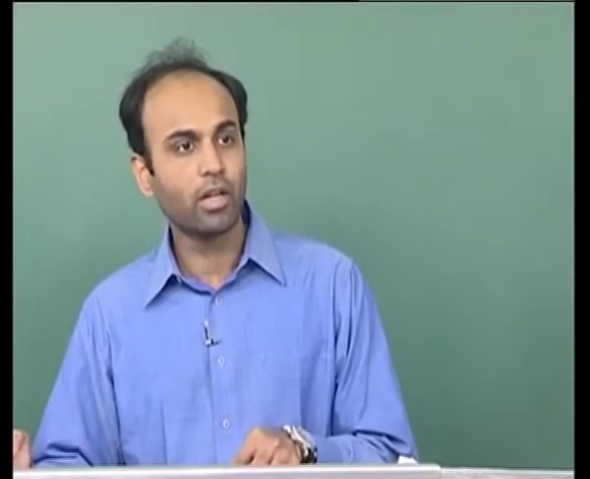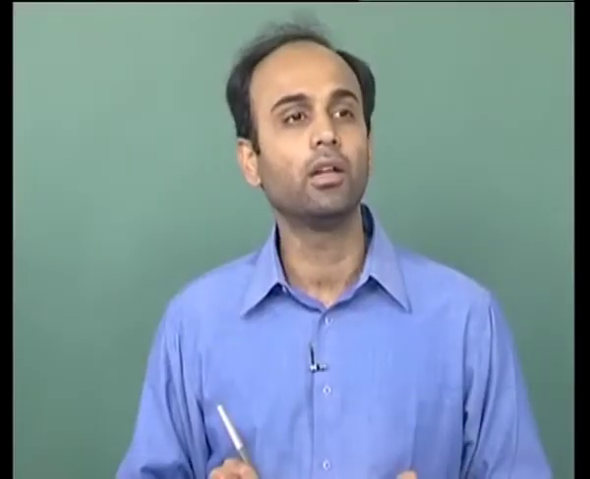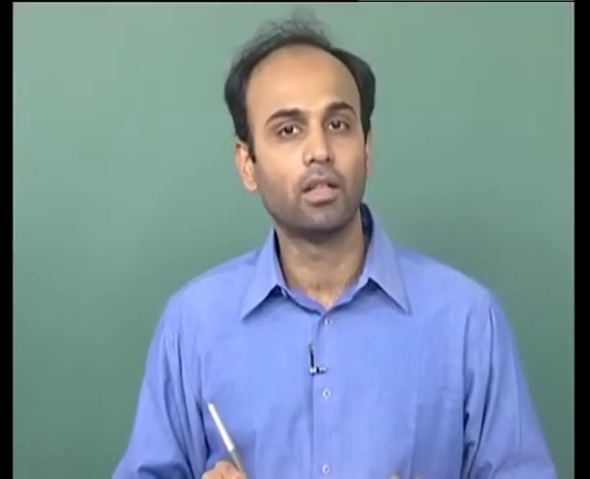That is, the received signal at the mobile station or the mobile phone can be represented as a combination of all the signals corresponding to each path, and that is simply represented succinctly as real part of summation i equals 0 to L minus 1, that is the L paths. A_i is the attenuation corresponding to the ith path, s_b(t minus tau_i) is the delayed signal corresponding to the ith path, and e to the power j 2 pi f_c (t minus tau_i) corresponds to the delay of the carrier. All right. So, thus we can derive the signal that is received at the mobile station.